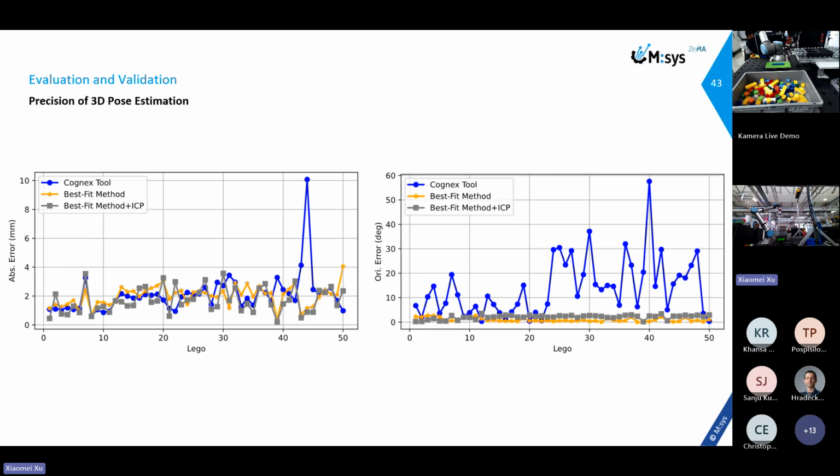We evaluate the results between the commercial tool, best fit method, and best fit method with ICP. The absolute translation error diagram shows that the best fit method with ICP estimates the pose more accurately, mostly around 1 to 2 millimeters. The orientation errors are concentrated within 0 to 2 degrees. But if the point cloud is defective in a significant area, it will influence the best fit method with ICP.